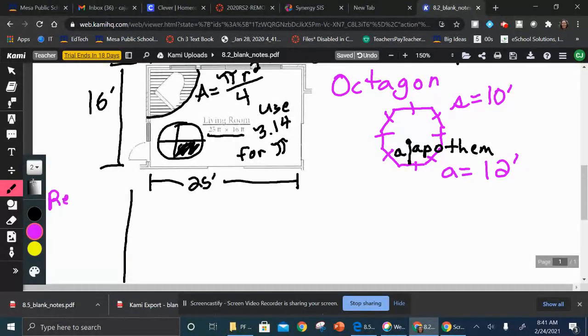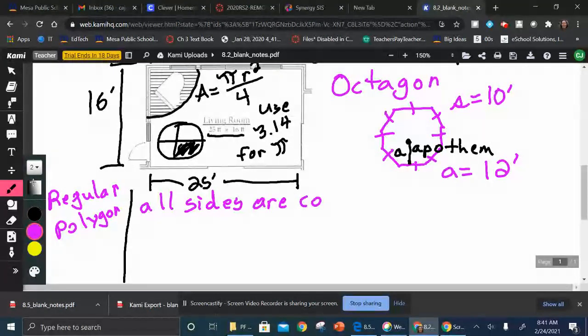So I'm just writing what a regular polygon is. All sides are congruent. That means that they have the same measure, so they're the same length.